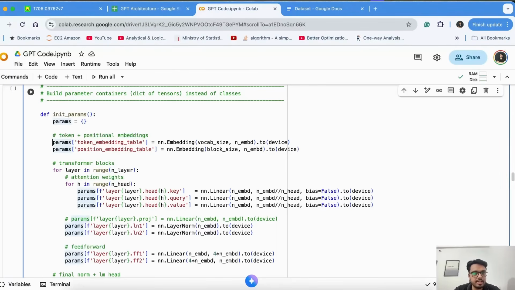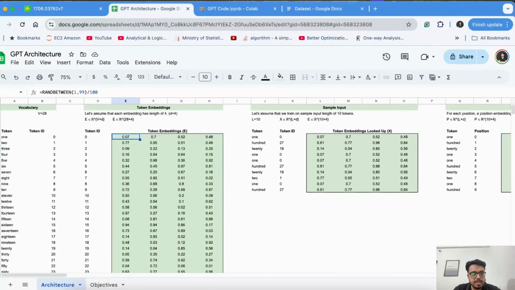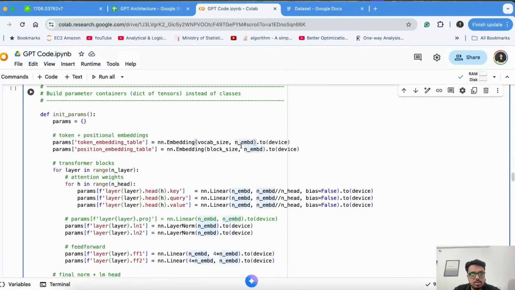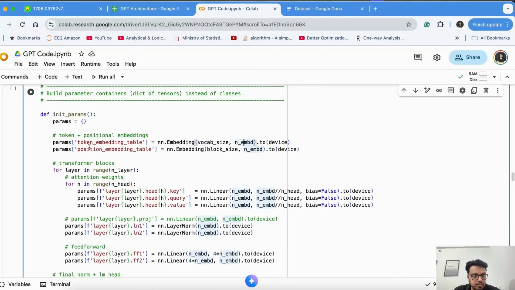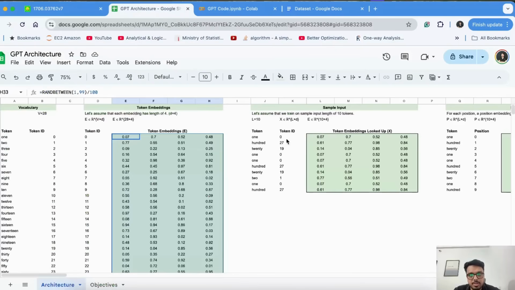Initially, we are defining a token embedding table and a position embedding table. As you can see, the token embedding table has a size of v cross n embedding, which is the same as this, 28 cross 4. So we have defined a weight matrix of 28 cross 4. Position embedding is block size into 4, which means block size is effectively the length, into 4.